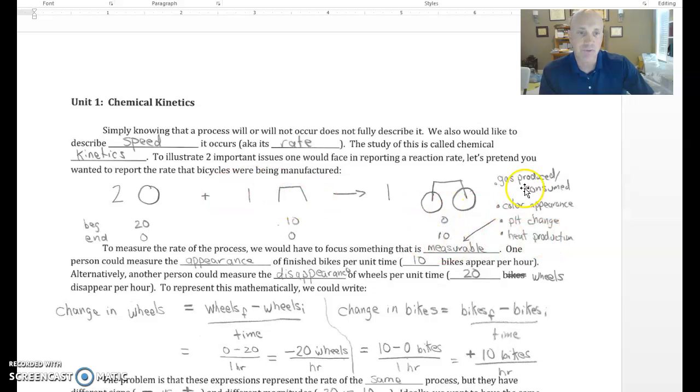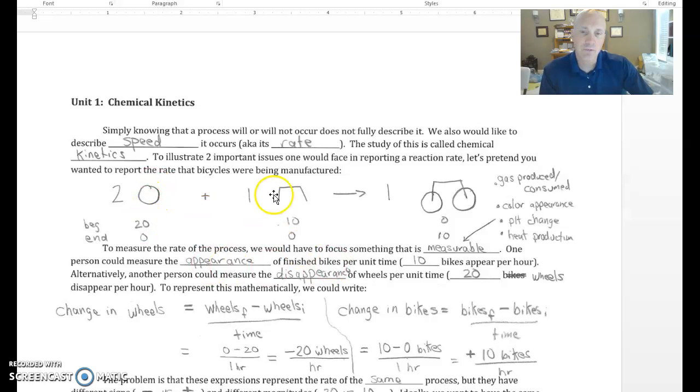These things might seem obvious, but keep in mind, a lot of times when you're doing a chemical reaction, you have, for example, colorless solid reagents, and you might have a colorless liquid product. In some cases like that, it's not that easy to tell how fast things are either disappearing or appearing, because you just don't have a visual way to measure it. So keep in mind we need to focus on something that's measurable.